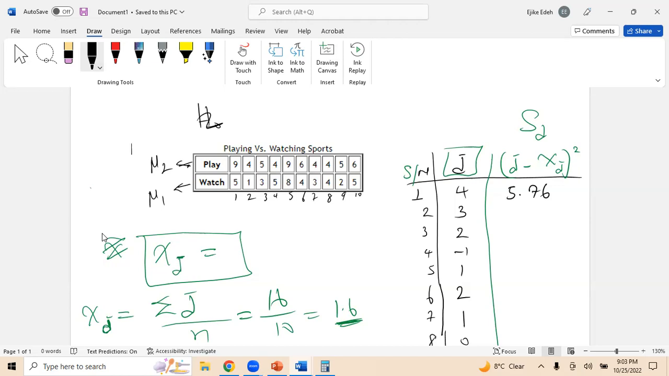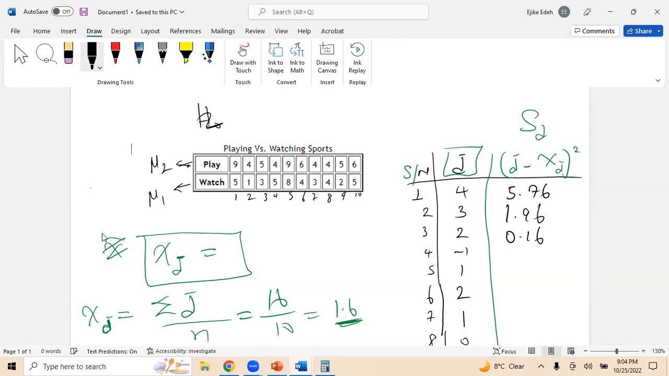So I have 3 minus 1.6. That gives me 1.4. Raise that to the power of 2, I have 1.96. Okay, the next one is 2. I have 2 minus 1.6. That is 0.4. Raise that to the power of 2. I have 0.16. So here I have 0.16.